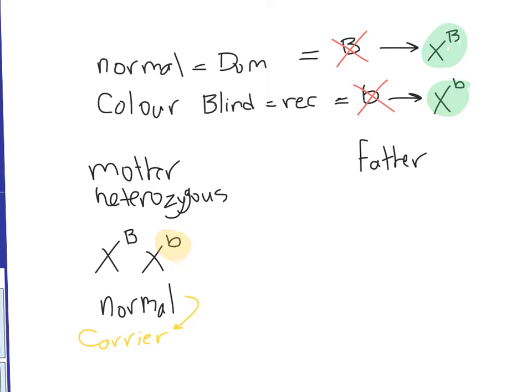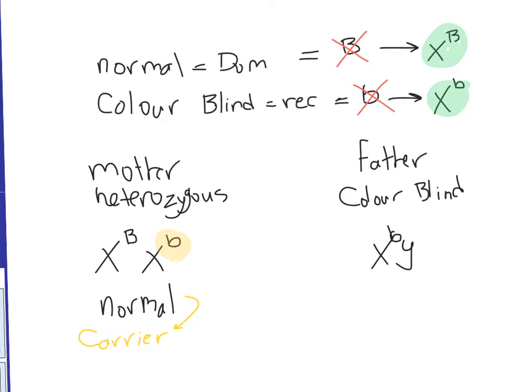Okay, so now let's think of father. Father is going to be colorblind. Now, when we're writing his genotype, we know that he has an X and a Y. That's his genotype because he has an X chromosome and a Y chromosome. And we also know that he's colorblind, which means he is going to get that little b. He doesn't have the capital B because he's not normal. He's colorblind, so he has the little b.